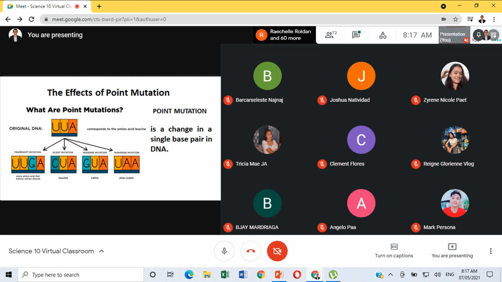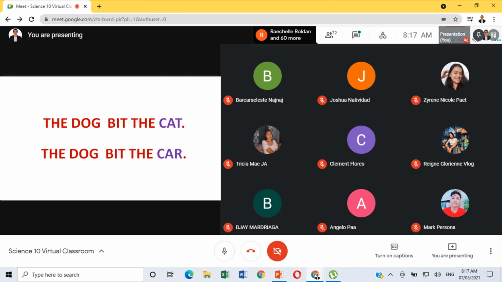Now let us have a simple analogy that can illustrate point mutations. Read the sentences below to see what happens when a single letter in a sentence is changed. The first sentence is, "The dog beat the cat." The second one is, "The dog beat the car." As you can see, class, changing a single letter changes the meaning of this sentence. Similarly, class, a change in a single nitrogen base can change the entire structure of a protein.